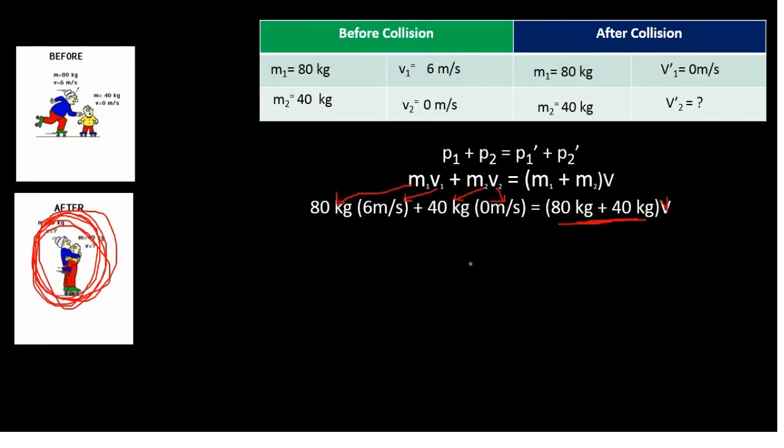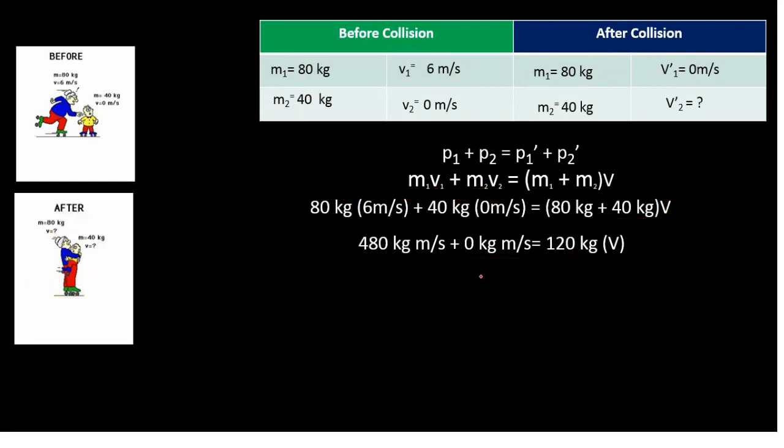So simplify. We have here 80 times 60, that's 4,800 kilogram meter per second. 40 times 0, that's 0. And then 80 plus 40 kilogram, that's 120 kilogram. Then you simplify, because you want the value of the combined velocity. So we have it here.